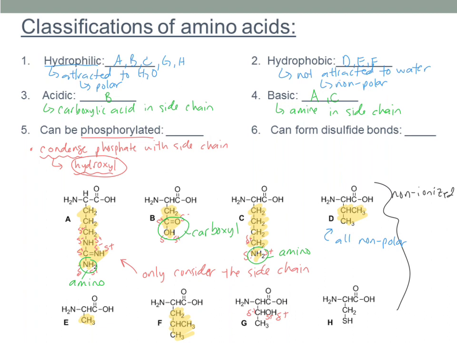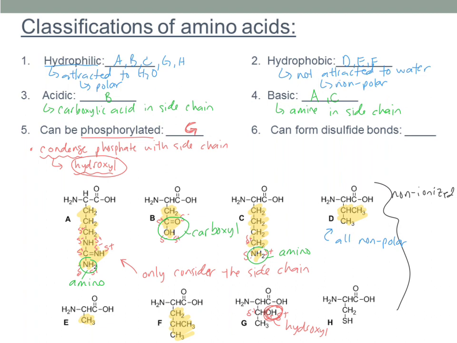So not B. B has an OH, but that's in a carboxyl, not a hydroxyl, so that doesn't count. If I look at C, D, E, F, G, G does have a hydroxyl, so G could be phosphorylated. That's one of the amino acids that can be phosphorylated. So if you have a protein that gets phosphorylated, gets tagged by a phosphate, that means that there must be an amino acid right there that most likely has a hydroxyl on it. And then SH doesn't count for being phosphorylated, so H is out.